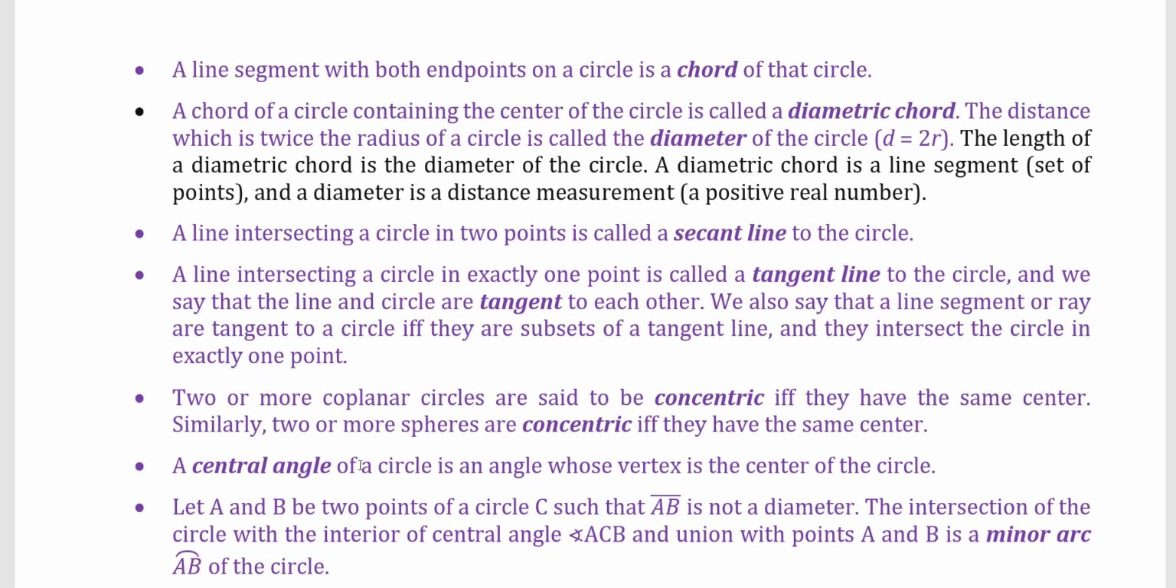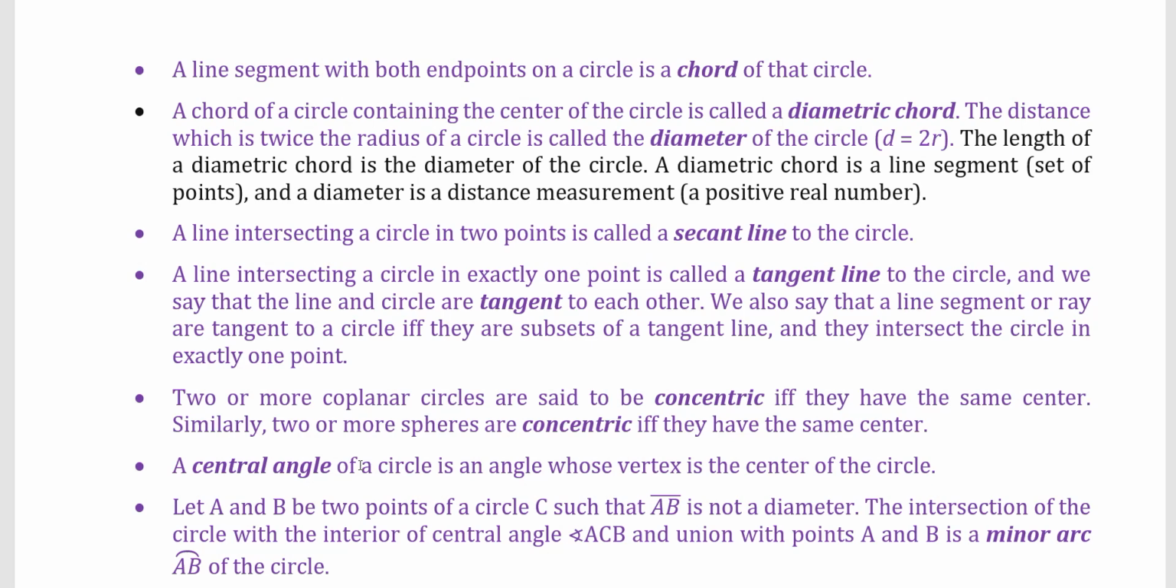Continuing on, a line intersecting a circle in 2 points is called a secant line to the circle. A line intersecting a circle in exactly 1 point is called a tangent line to the circle, and we say the line and the circle are tangent to each other. We also say that the line segment or ray are tangent to a circle if and only if they are subsets of a tangent line and they intersect the circle in exactly 1 point.